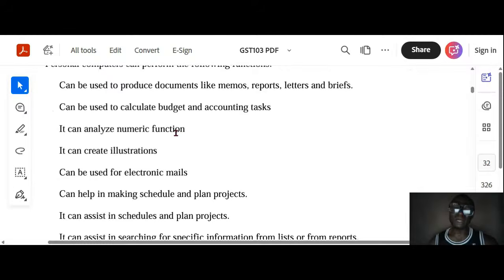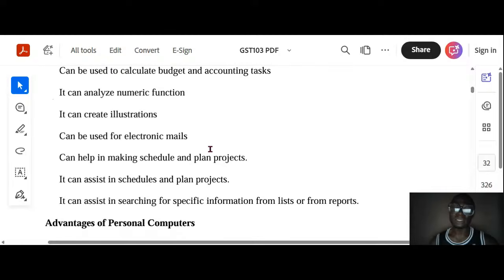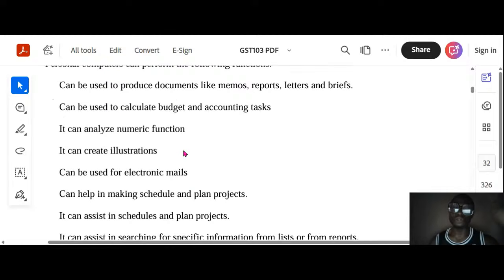Under uses of personal computers, anything you know you use your laptop to do falls under the uses of what? Personal computers. I don't need to stress you on that. Anything at all you know you use your laptop to do, or you know that people that have laptops use them to do, let's go through them a bit. They can be used to produce documents like memos, reports, letters, and briefs. Now, if you are asked tomorrow which of the computers are used to produce memos, reports, or whatever, you should know those are personal computers.